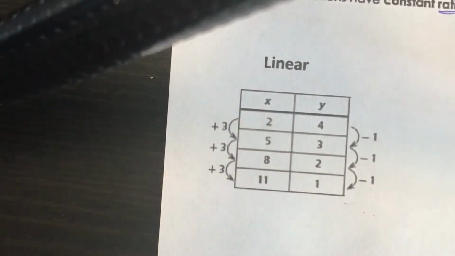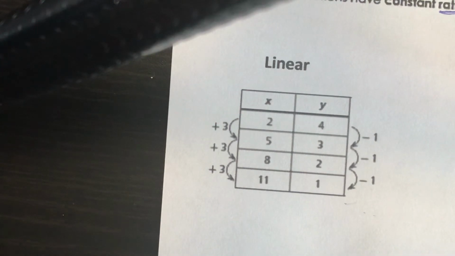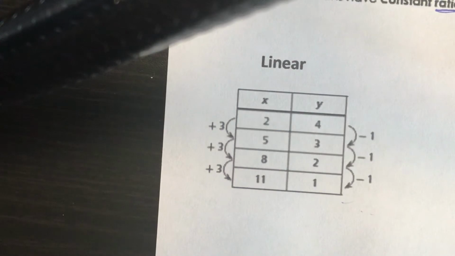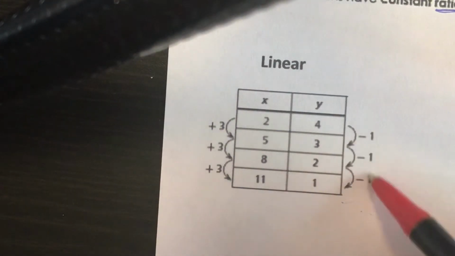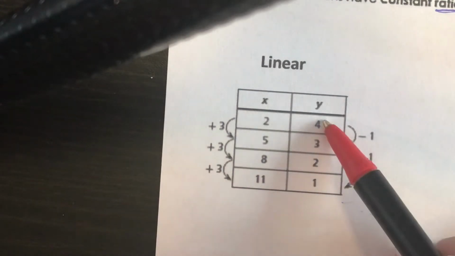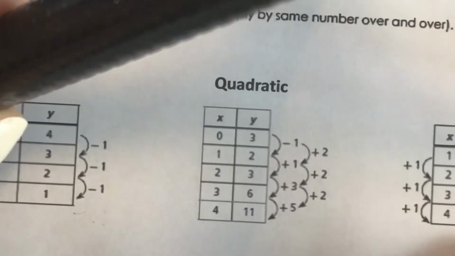Okay, we're going to look at more examples in a second, but if we're adding negative 3 each time, or if we're adding 4 each time, adding a constant number, this number's got to be the same throughout for it to be linear. Okay, let's move on to quadratic.